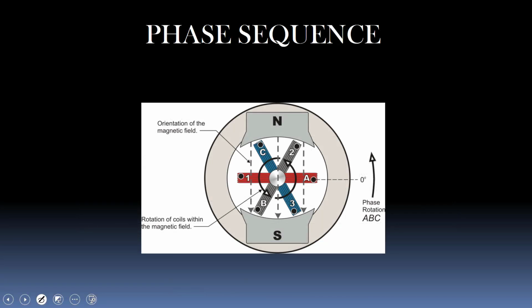So back to the generator here. When I have my generator with my magnetic field on the outside, just a constant magnetic field going through, and I rotate this counterclockwise, if I follow what hits the North Pole, it would go A, the next one to hit would be B, and then the next one to hit would be C, and then we'd be back to A. So we'd have a standard phase rotation or a positive phase rotation, and we'd say it's ABC. So it goes A to B to C. We call that positive phase sequence.